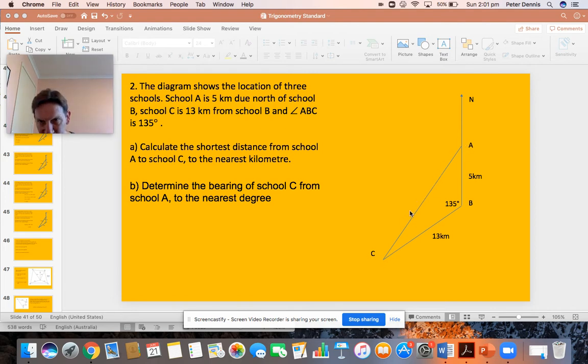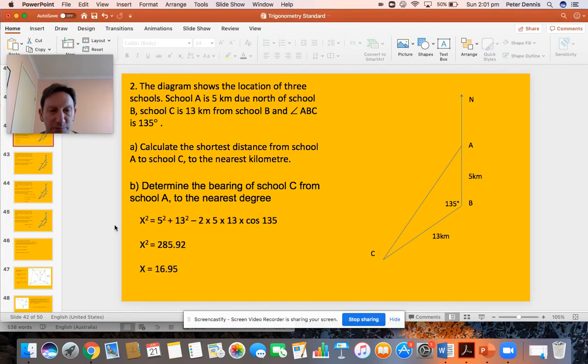So we're calculating the shortest distance. Now, as I said before, one angle means we're going to use the cosine rule. So we're going to get a squared equals 5 squared plus 13 squared minus 2 times 5 times cos of 135. Do I need to remember that formula? No, it is on the formula sheet.